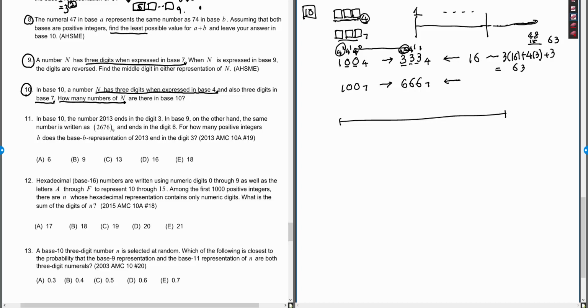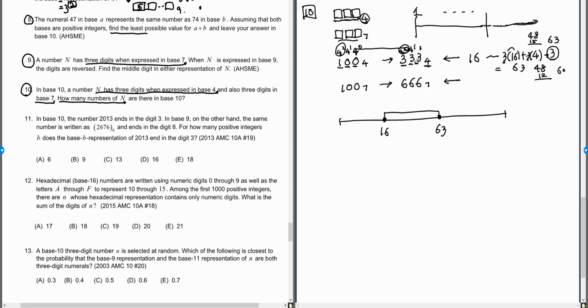I was a little confused, but you have to add the 3, right? 48 plus 3 times 4, which is 12, is 60, plus the 3 is 63. Yes, 63 is correct. So actually from 16 to 63, all these numbers, when you change them to base number 4, are 3-digit numbers.